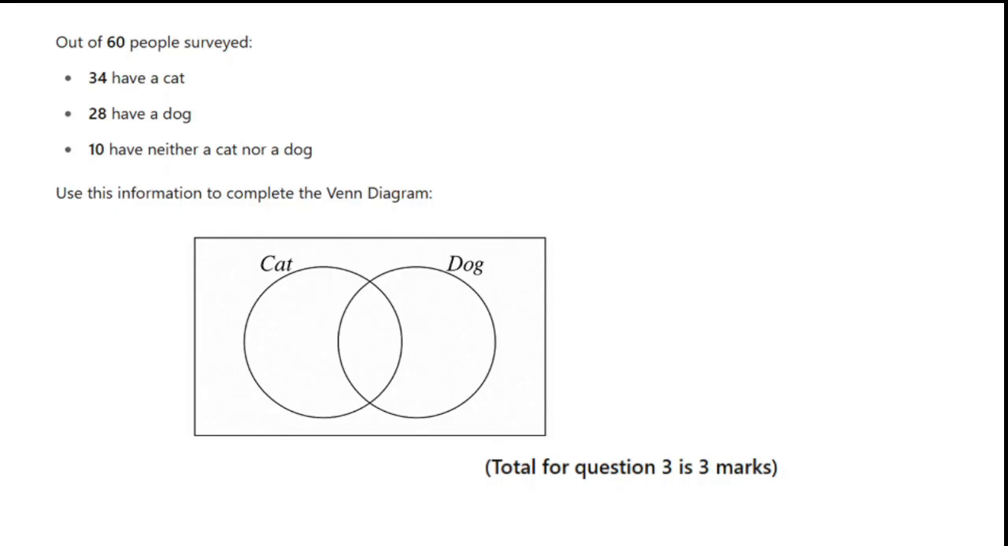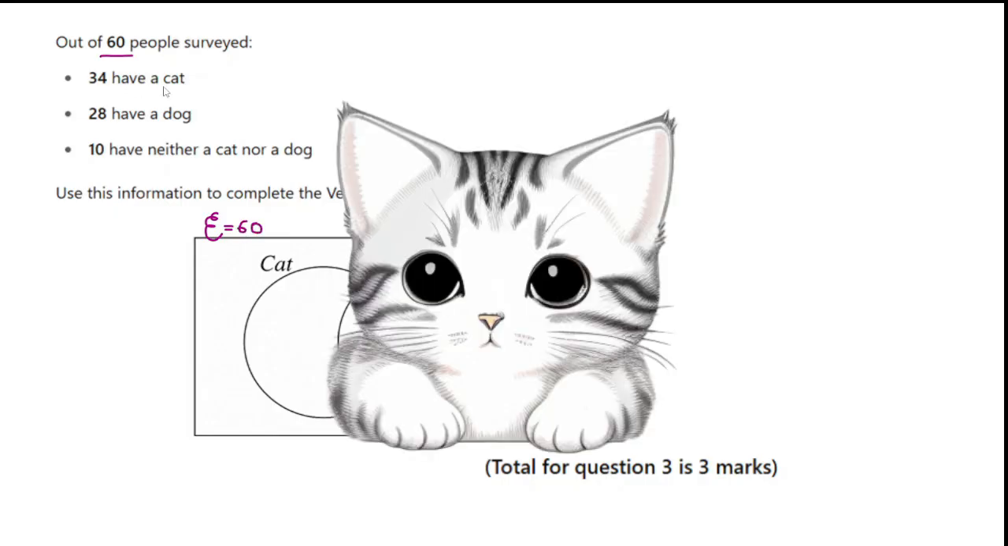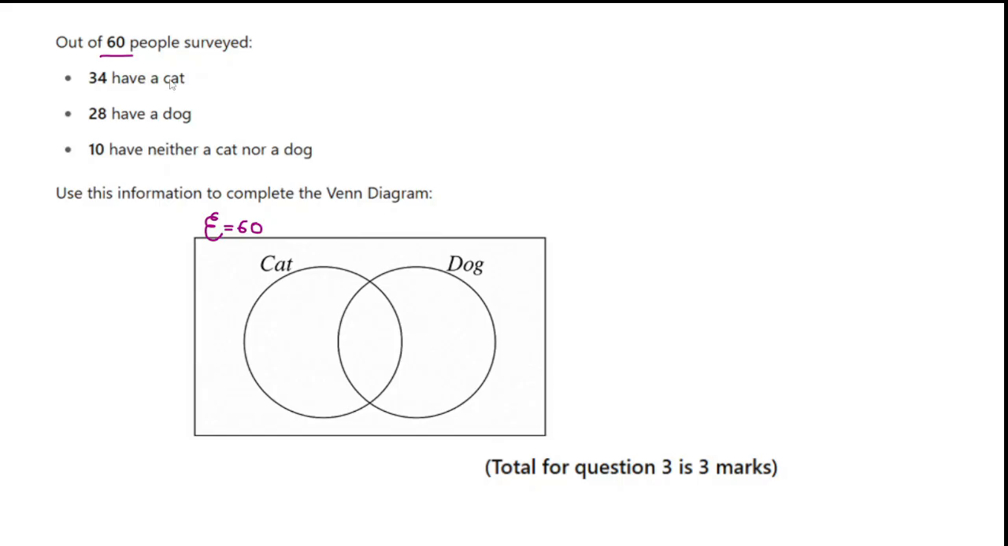Out of 60 people surveyed, so we know the total number of people here is 60. So I'm going to put the universal set is equal to 60. 34 have a cat. Now, that 34 is the sum of these two regions here. So I can't really put a number because I don't know how that 34 splits up.